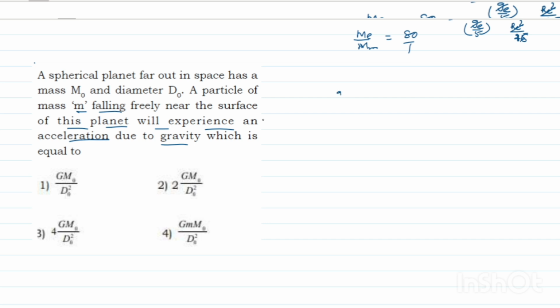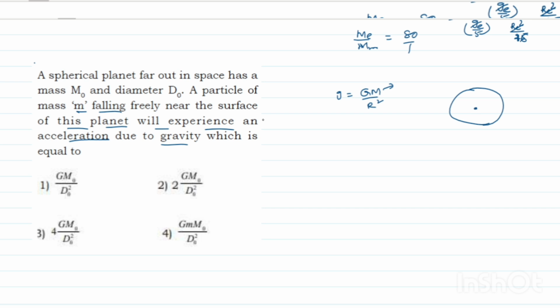Now here you know the relation between small g and capital G, students. g equals GM by R square. Here R is nothing but the radius of the planet, and M is nothing but the mass of the planet. Now here a particle of mass m is going to be falling.